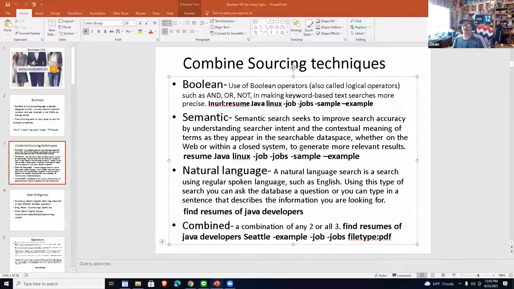Natural language is basically just talk how you speak. Find resumes of Java developers. Believe it or not, some search engines work that simple. Now, is it the best? Is it going to be on target all the time? No, but it can be used.